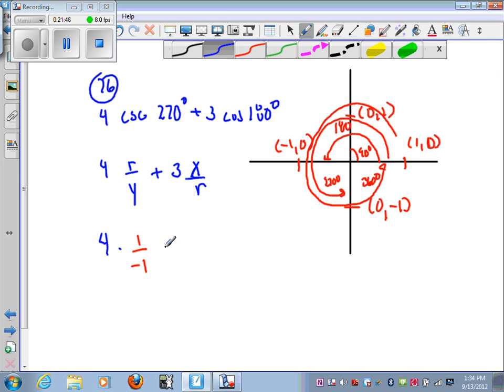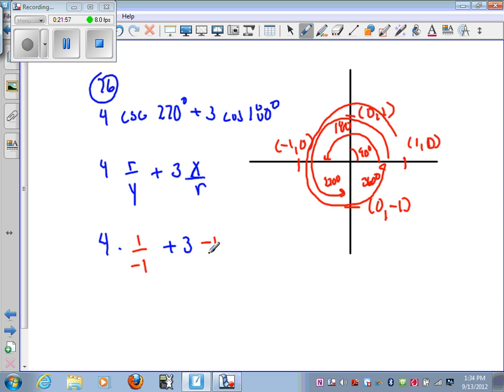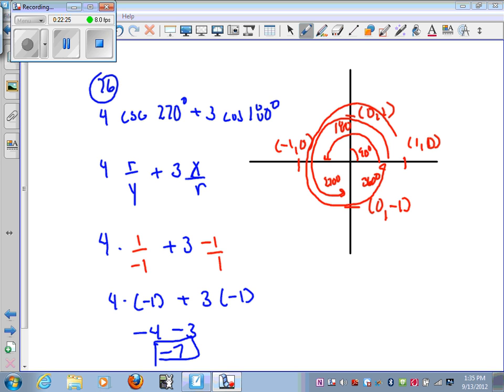Now I'm going to plus 3, and now I'm going to do for 180, this one. And the x is minus 1, and the r is 1. So what this turns out to be, this is going to be 4 times a negative 1, because minus 1 over minus 1 is that, plus 3, and this is a minus 1. Minus 4 minus 3 is a minus 7. So that's our answer right there. Okay, that's how you're going to do those problems.